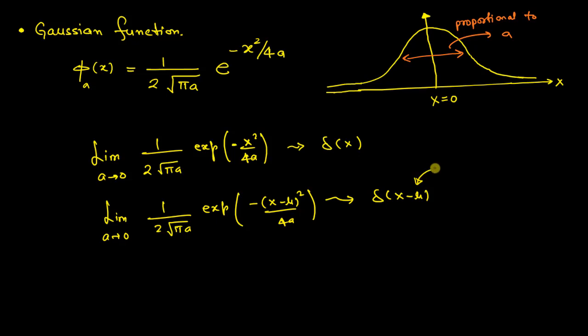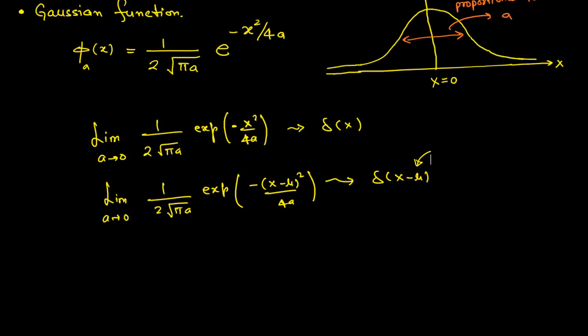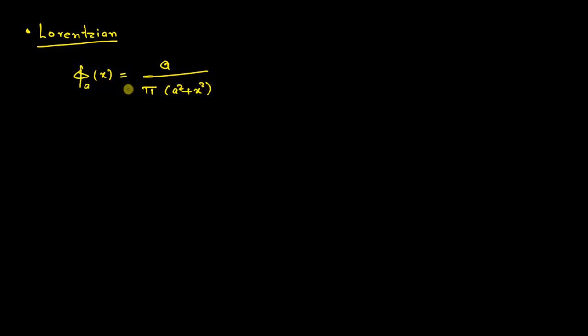So this is one particular example in which, when a goes to 0, the width or the variance of this Gaussian function goes to 0, and that will represent a delta function. There is another function that is called the Lorentzian. So what is its mathematical expression? So this is phi a of x. You can write it as a divided by pi, a square plus x square.